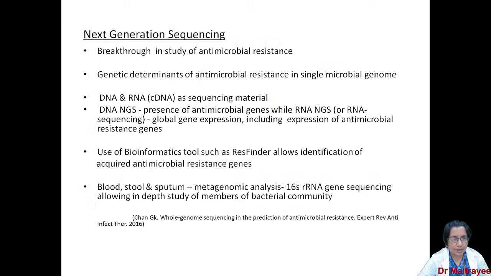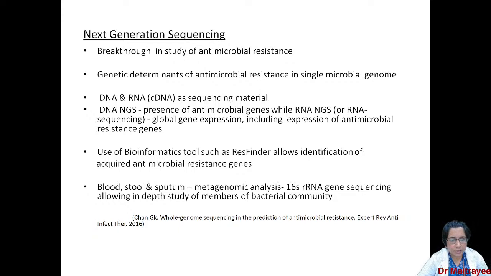Coming to next generation sequencing, this is a breakthrough in the study of antimicrobial resistance. Genetic determinants of antimicrobial resistance are studied in a single microbial genome. DNA and RNA, which is then converted to cDNA, can be used as sequencing material. Next generation sequencing involving DNA helps to identify presence of antimicrobial genes, while next generation sequencing involving RNA helps to identify global gene expression, including expression of antimicrobial resistance genes. Then this also uses bioinformatics tools such as ResFinder, which allows the identification of acquired antimicrobial resistance genes.